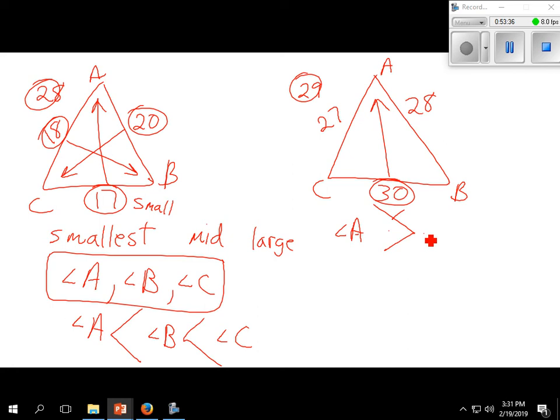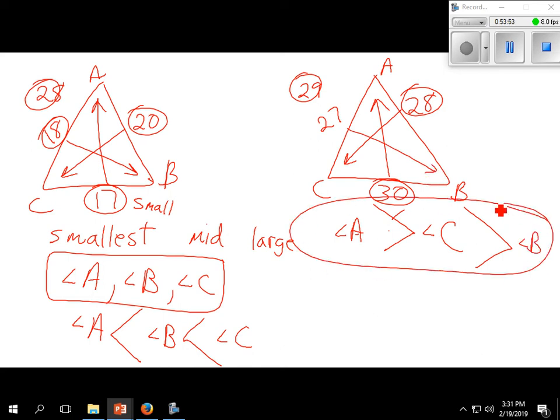So angle A is greater than. 28 is the next longest side. That's across from angle C, so that's the next biggest angle. Greater than, then the smallest angle is going to be across from the 27. That's angle B. And that right there should be your answer. Again, if you listed your answer, angle A, comma, angle C, comma, angle B, because they told you to list them from largest to smallest, I would accept that.